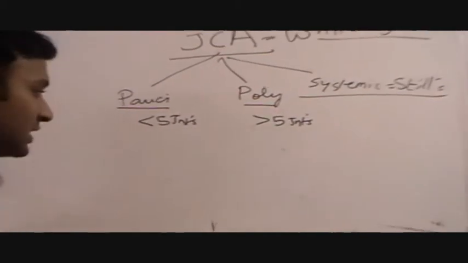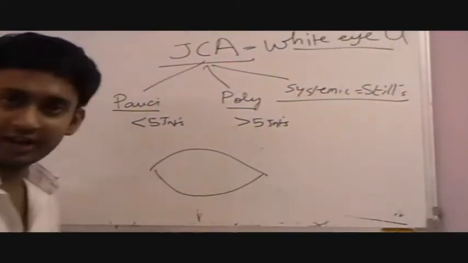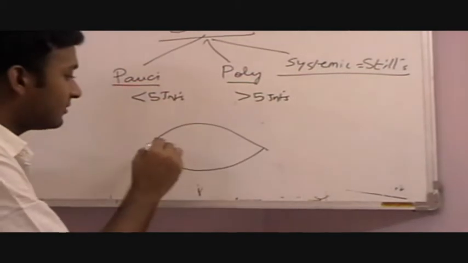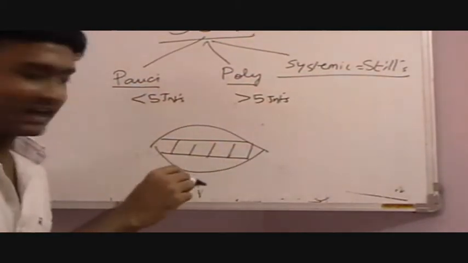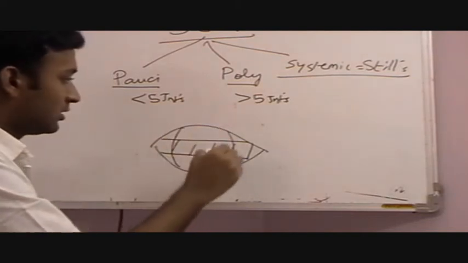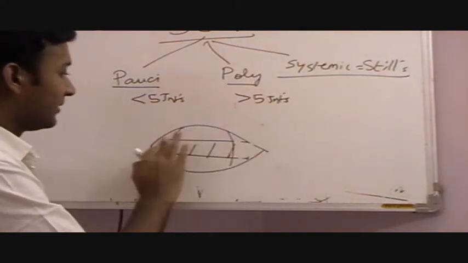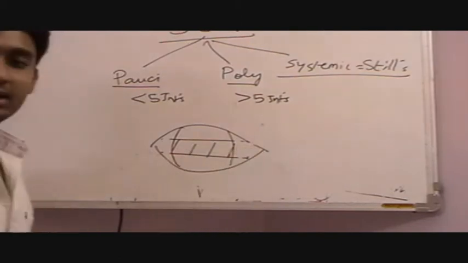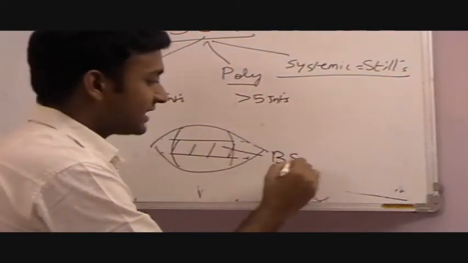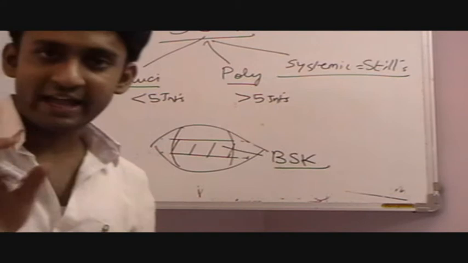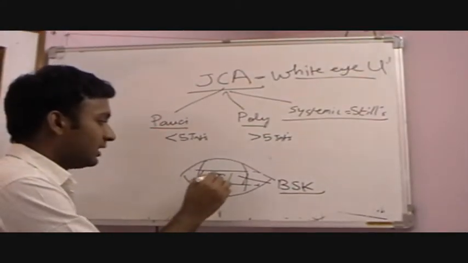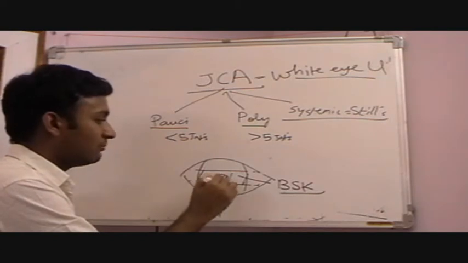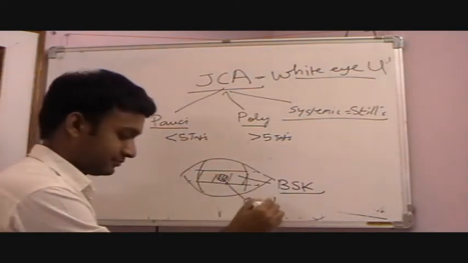In the exam they will give you a picture. A child, a juvenile, he is going to have, what is this? Over the cornea. Not here, just over the cornea. It's called BSK, band shaped keratopathy. BSK. In the pupil, there is going to be complicated cataract.